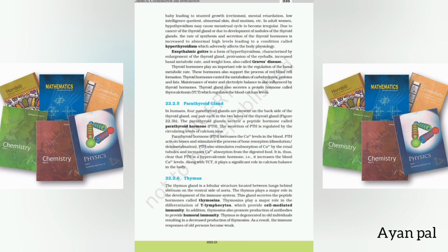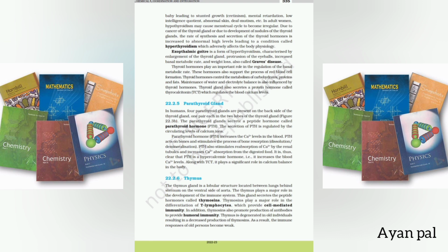Parathyroid gland. In human, 4 parathyroid glands are present on the backside of the thyroid gland, one pair each in the 2 lobes of the thyroid gland. The parathyroid glands secrete a peptide hormone called parathyroid hormone, PTH. The secretion of PTH is regulated by the circulating levels of calcium ions. Parathyroid hormone increases the Ca2+ levels in the blood.